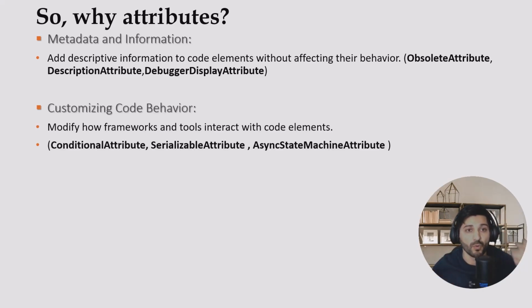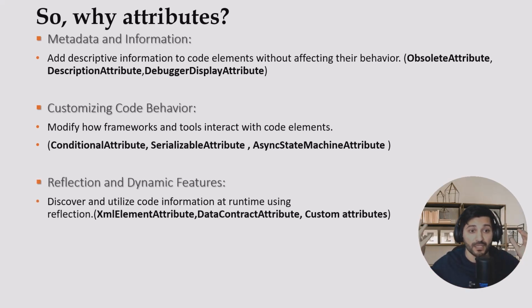Okay, so we are using attributes to modify how frameworks and tools interact with code elements. For example, we talked about the async state machine attribute. If you want to dive into details, just check my video about that. For example, we have serializable attributes, conditional attribute. This type of attributes helps us to modify how tools and frameworks interact with the code elements.